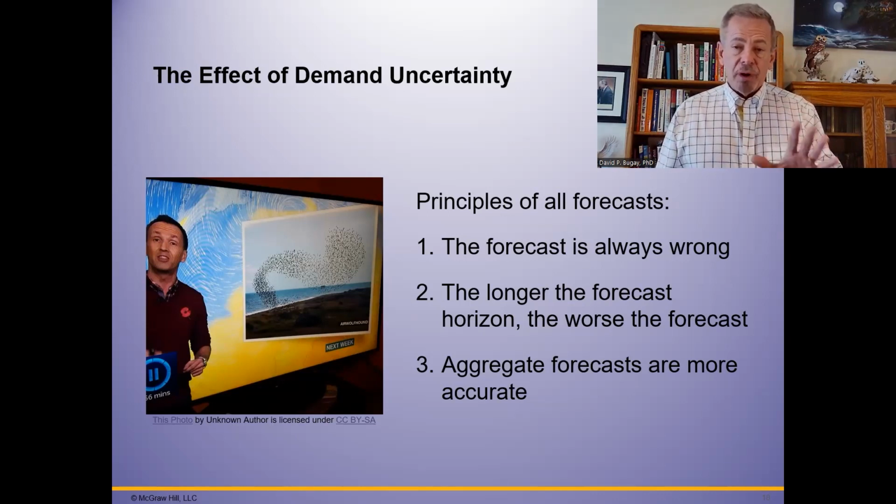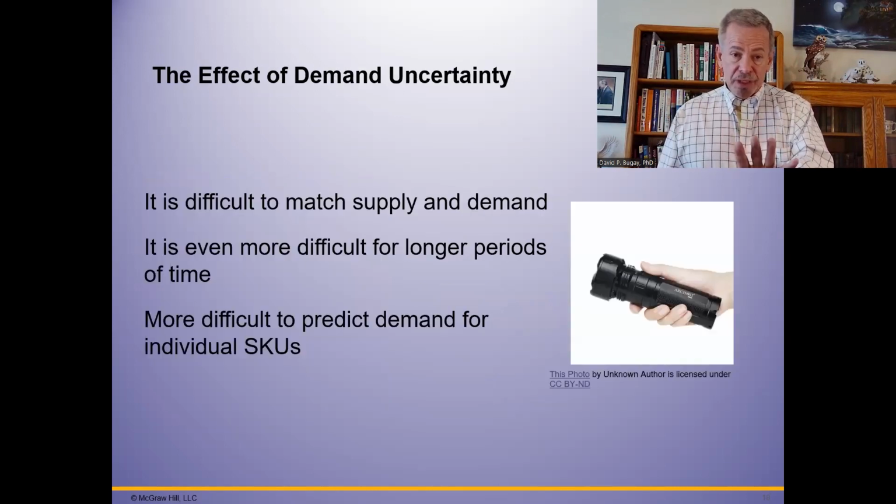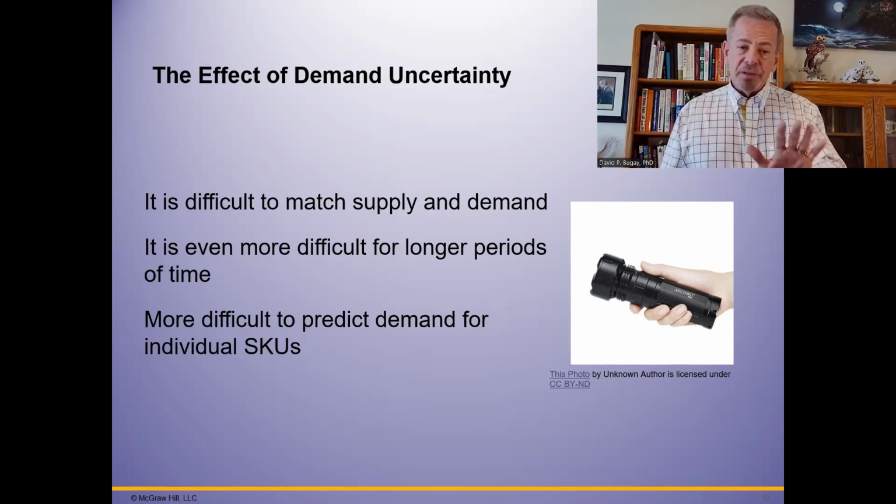Aggregate forecasts are more accurate. By aggregate, you're gathering different forecasts and different ways of doing them. That really improves the overall forecast. It's difficult to match supply and demand, but that's what makes business interesting. And also, those that do adapt to it, they make more money. It's again longer distance, and it's difficult to predict demand for individual SKUs.